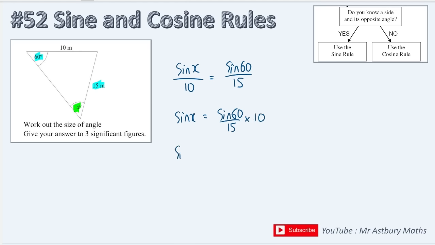And this gives me that sine of x is equal to 0.577. So to find the x value, I just need to take the inverse of sine of this. Whoops, that should have been a 7 there. And this gives me a value of 35.3 degrees.